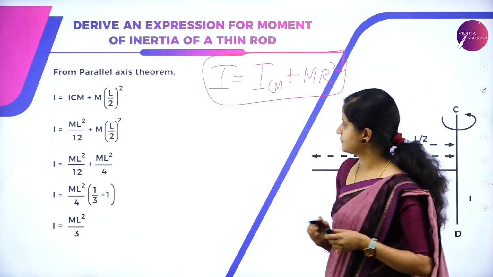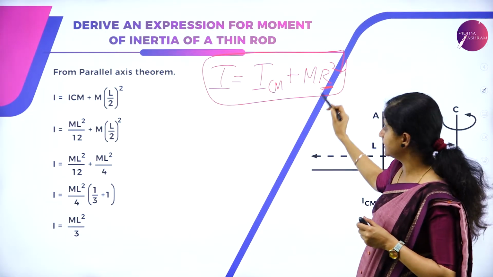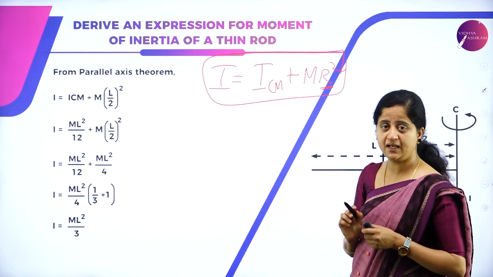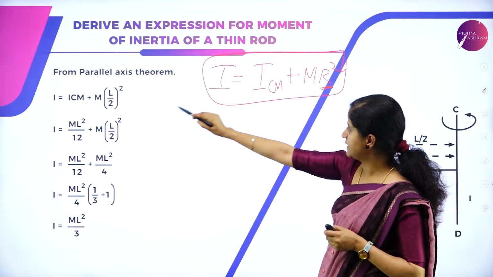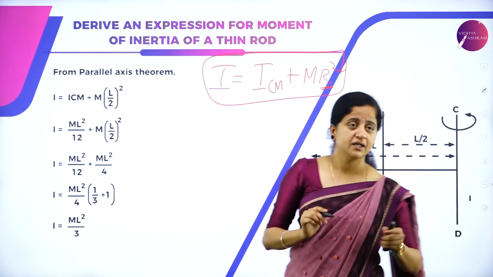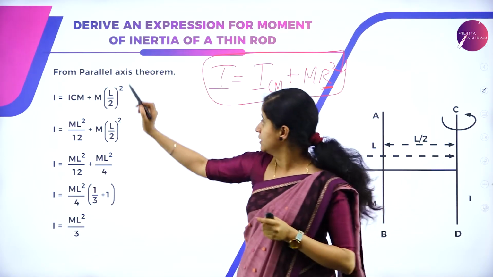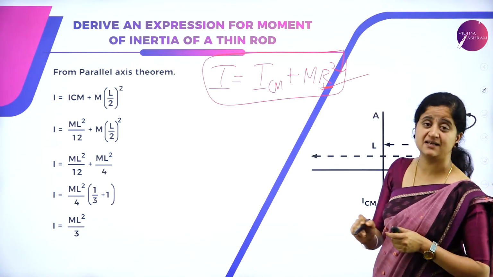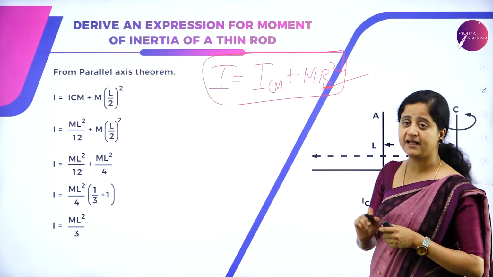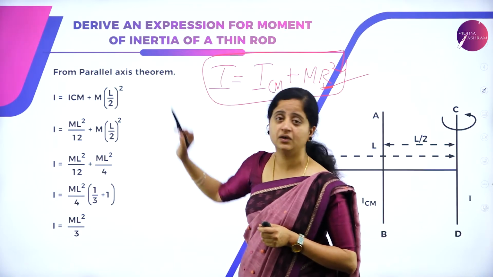So we can now substitute the relevant terms in our example. Here r is nothing but the distance between the two parallel axes. So I, as it is, I am retaining, which is equal to ICM plus m into, here r is nothing but the distance between the two axes, that is L by 2. So we write L by 2 the whole square, because the parallel axis theorem says ICM plus mr square.